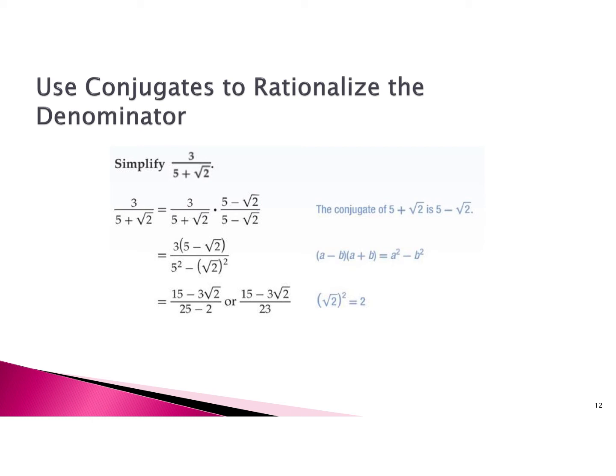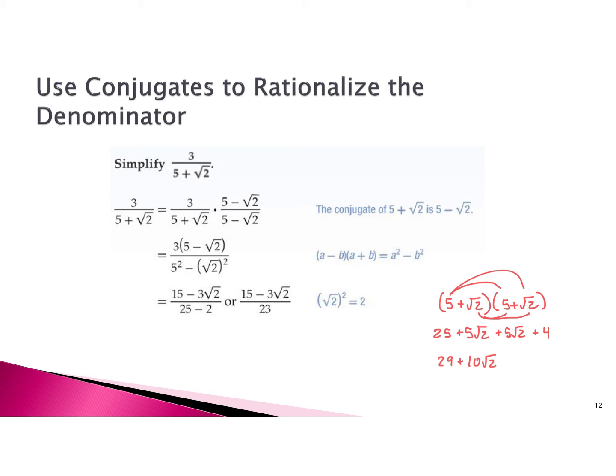However, if we do what we did the last slide and multiply the denominator by itself, here I have 5 plus the square root of 2 times 5 plus the square root of 2. I'm multiplying it by itself. 5 times 5 is 25 plus 5 root 2 plus 5 root 2. A radical times itself is plus 2. This is how it simplifies.